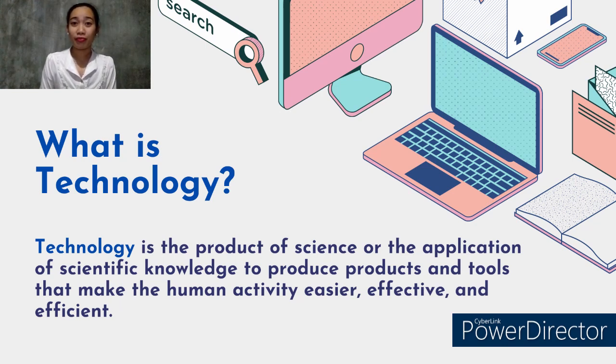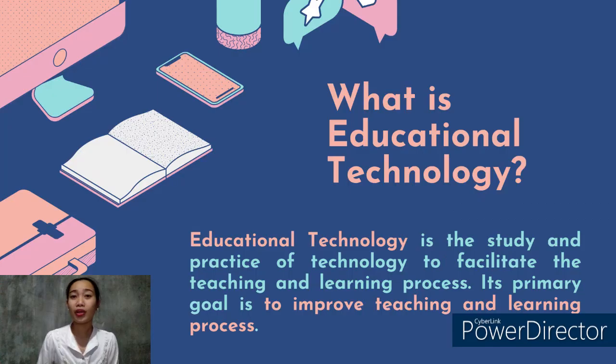Technology comes from the Greek words techne, which means skill or art or craft, and logos, which means study. With this, technology can also be considered as the study of practical knowledge. Now, we know what technology is. Linking this to education, we come up with the term educational technology. So, what is educational technology?